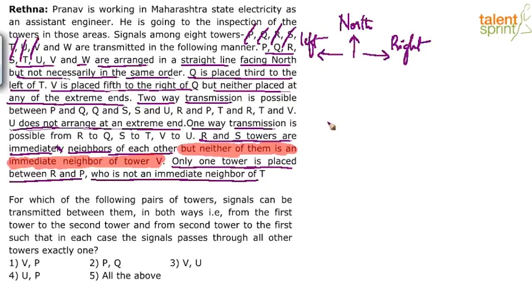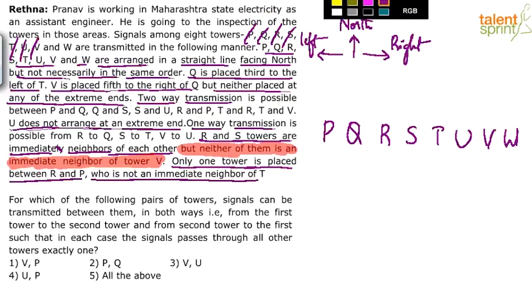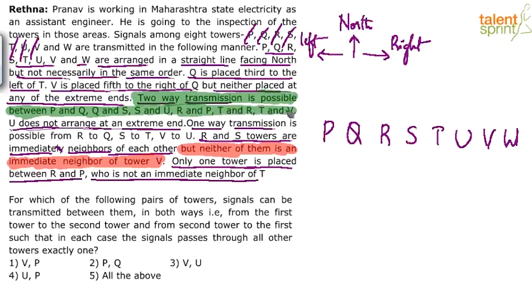Now let's look at that two-way, one-way transmission, right? P, Q, R, S, T, U, V, W. Now look at this point, right? Two-way transmission. What is it? What is given here? Two-way transmission is possible between PQ, QS, SU, RP, TR and TV.